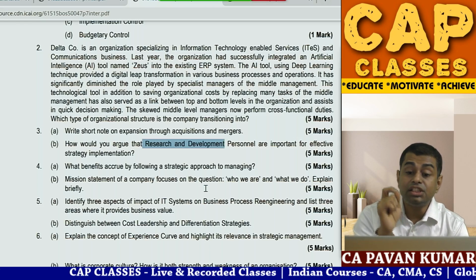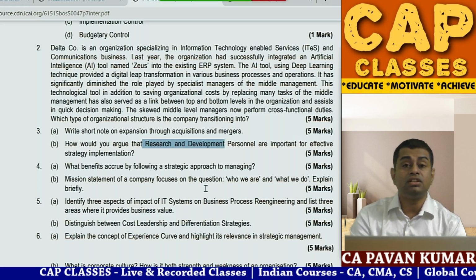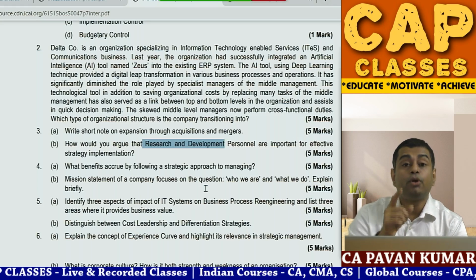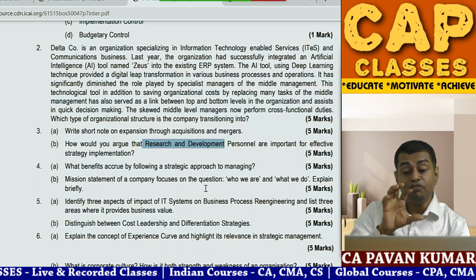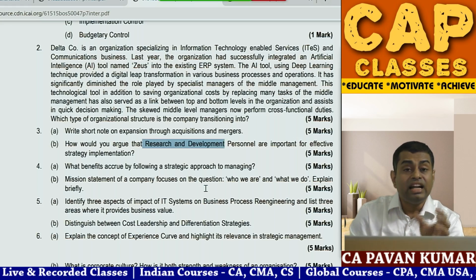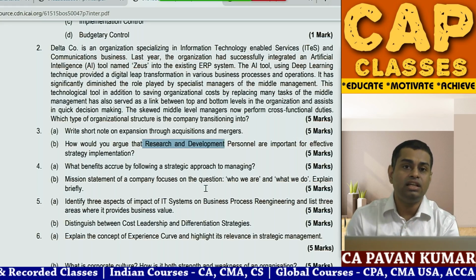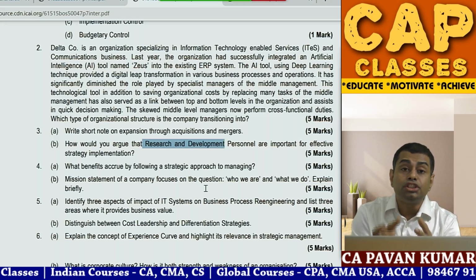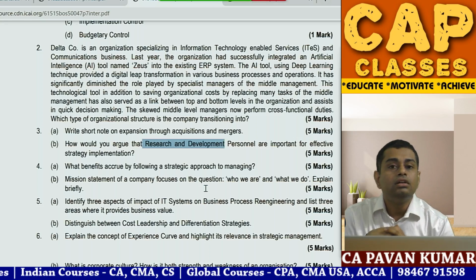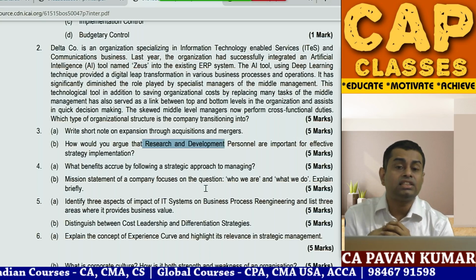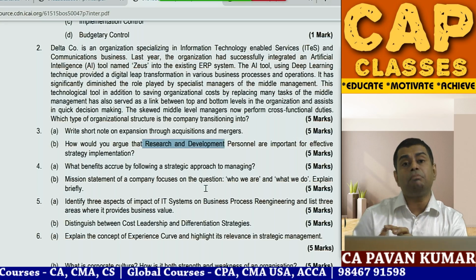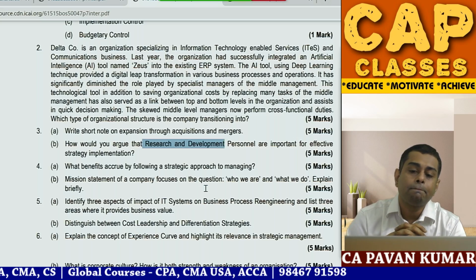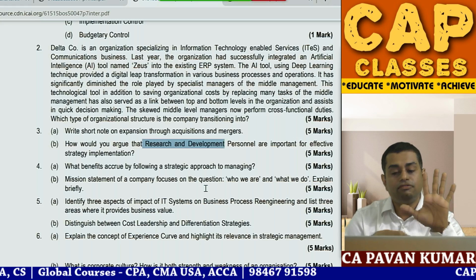So research and development executives have to focus on product development, improvisation of existing products, developing user friendly technology, giving more benefits to customers, customizing the products to suit the preferences of end users, helping better marketing of the product. These are ground level things R&D people can do. This is the answer. 5 points, 5 marks, enough.